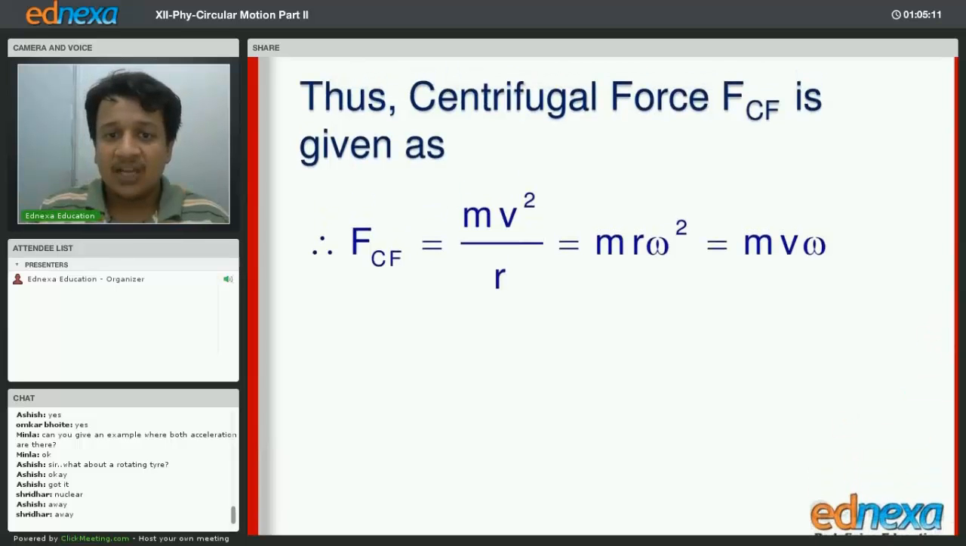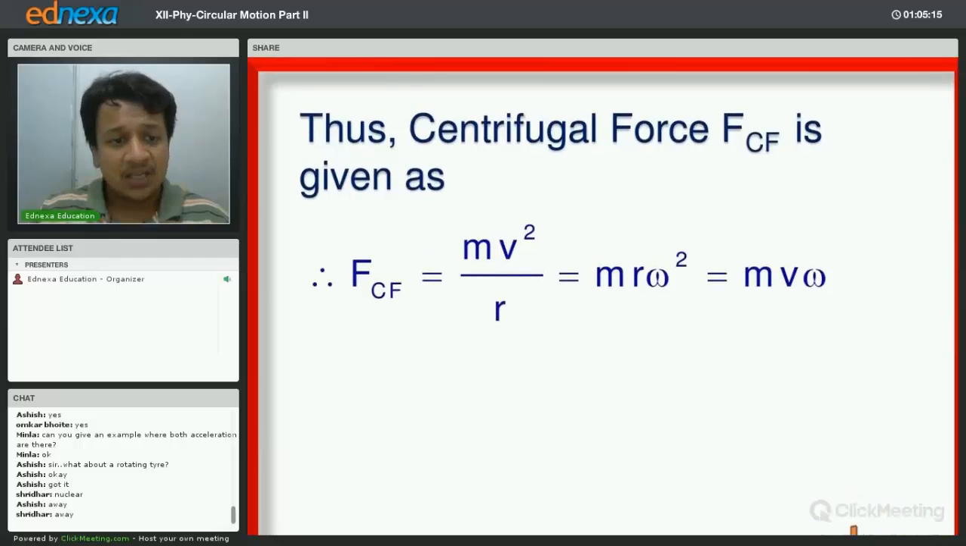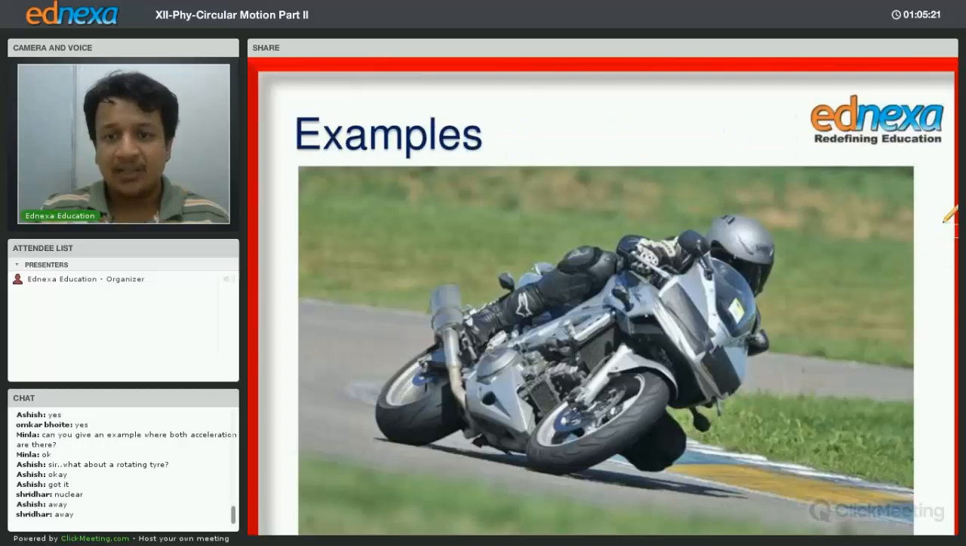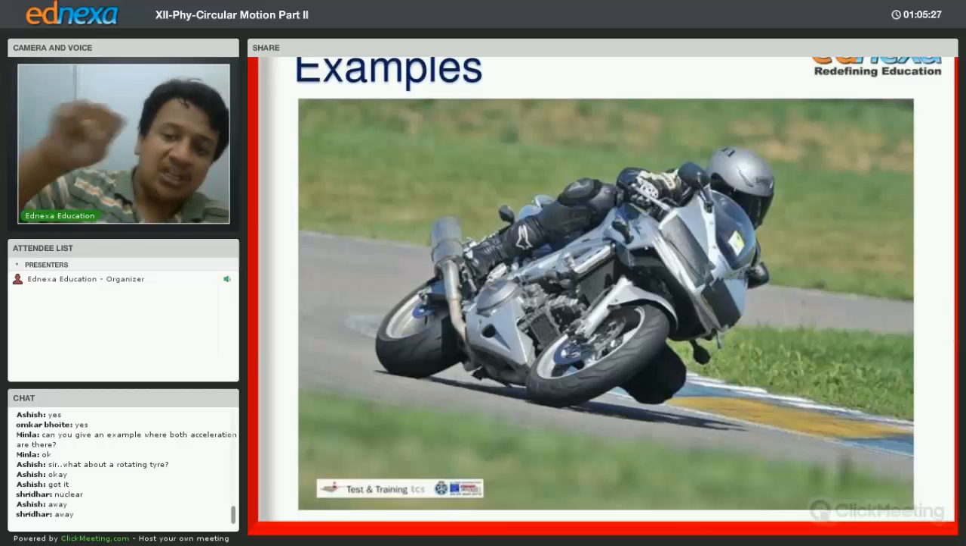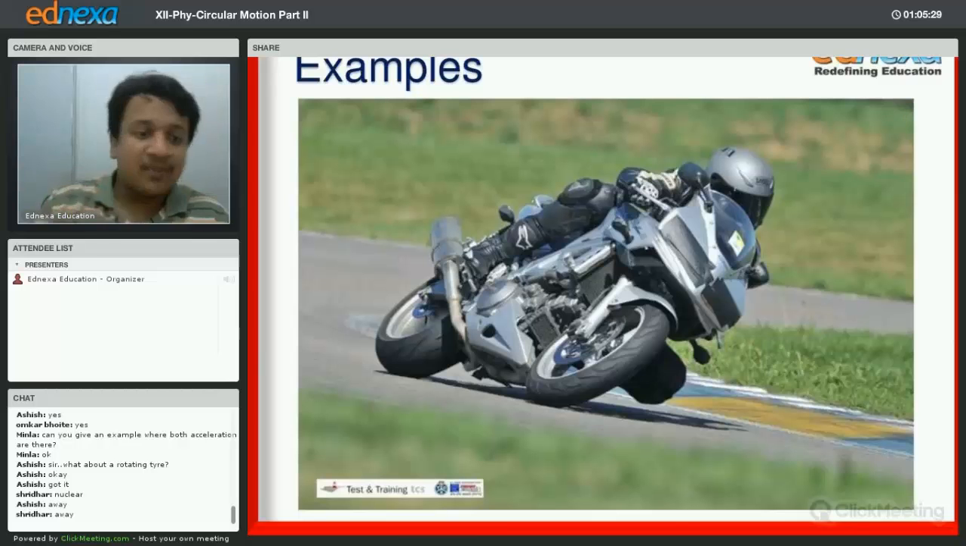So the formulae are the same, but you can observe over here, is a minus sign present? No. So mv square upon r, m r omega square and m v omega. Then see, this is one example: in a bike race, the driver leans inside at the time of turning.